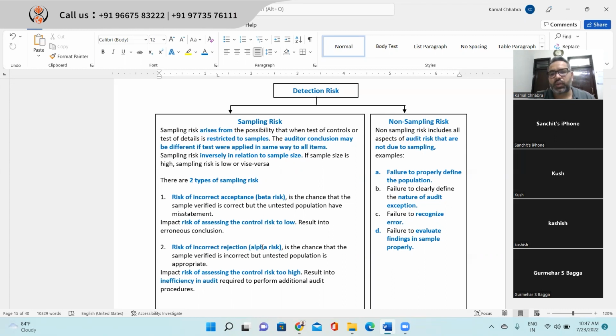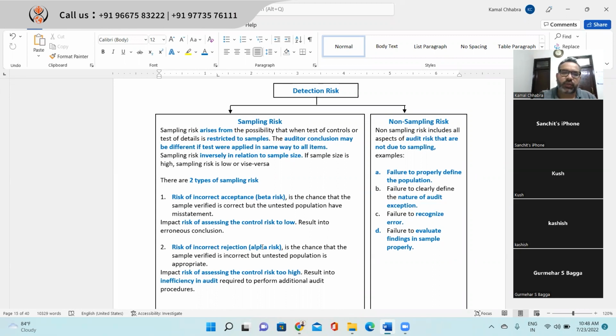Right. Last one is failure to evaluate findings in the sample properly. For example, you have been asked to test the purchases, right? In the purchases, you have tested the invoice and you have tested the payment, but you have not tested whether the shipment has been received or not, right? So that is also a kind of non-sampling risk because you're not testing the required item.